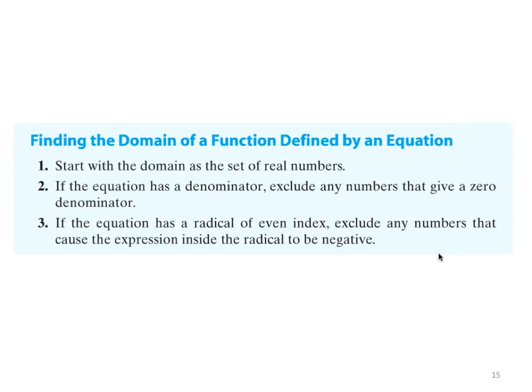Now it is fine to have all real numbers if you have a cube root or a fifth root or something like that, because those can be negative. So you're looking for radicals that have even indexes or even indices like 2, 4, 6, and so on.